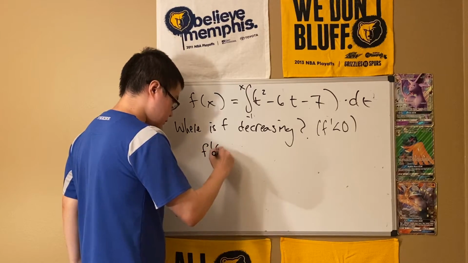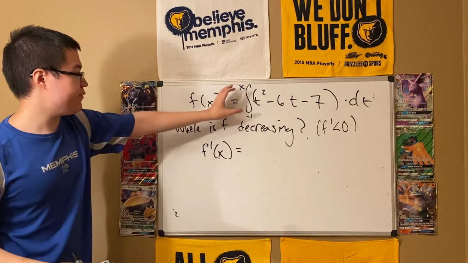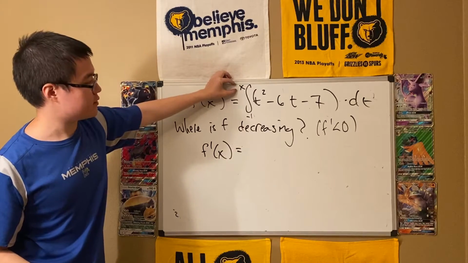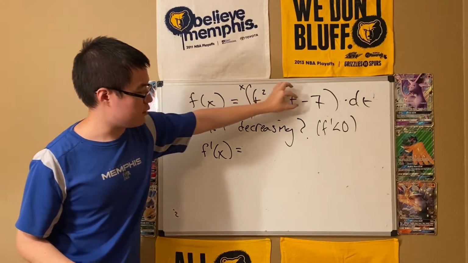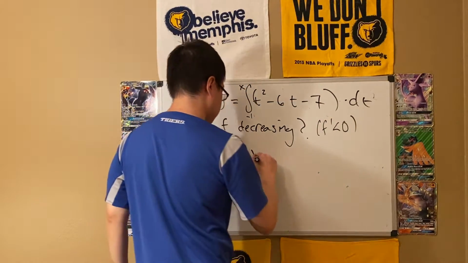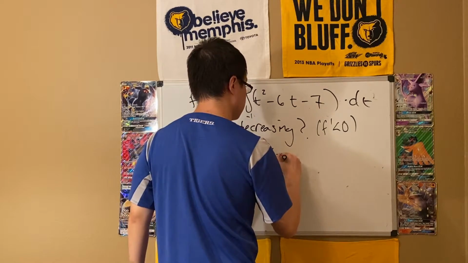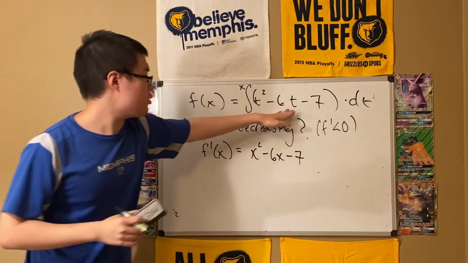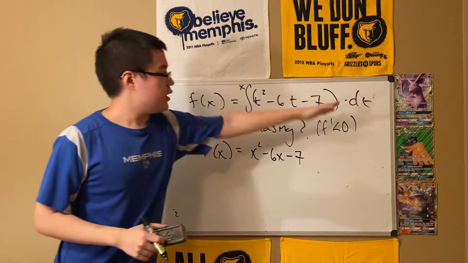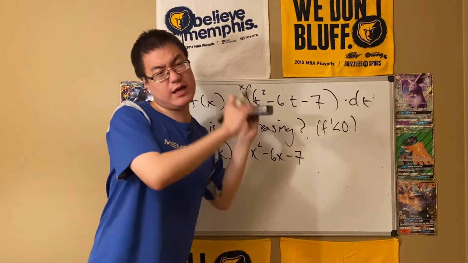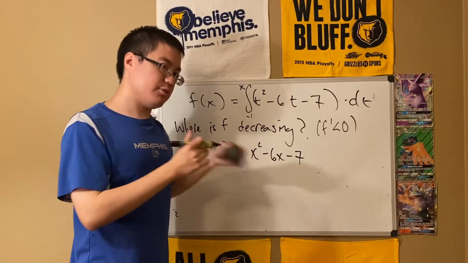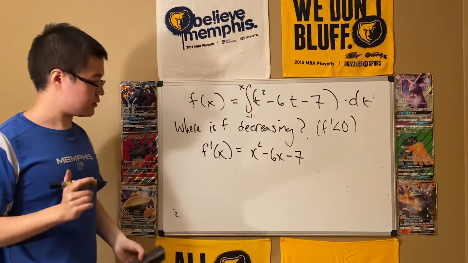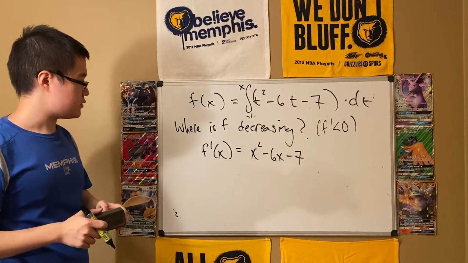So I have f prime of x. I'm taking the derivative of this integral. All I do is take this x and nicely put it into these t's. So it's going to be x squared minus 6x minus 7. The t's go away, the integral goes away, the dt goes away because I'm taking the derivative of the integral. That's what my friend, the fundamental theorem of calculus, says. Nice to listen to your friends, of course.